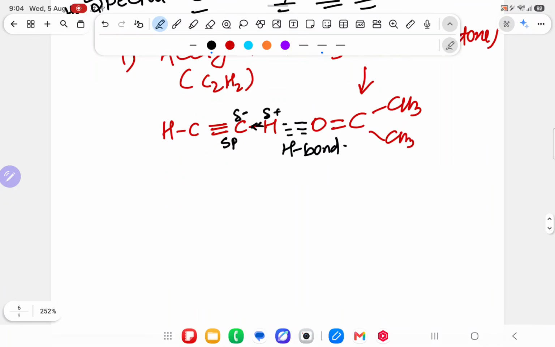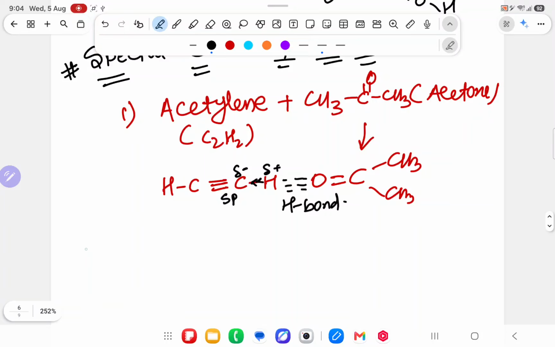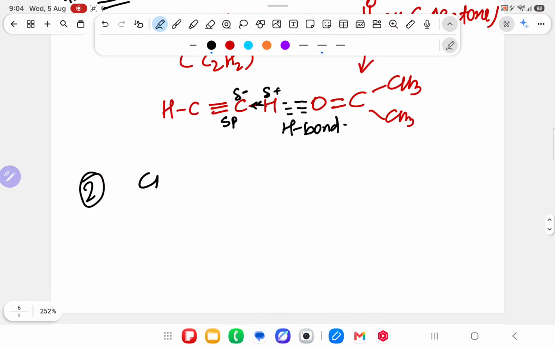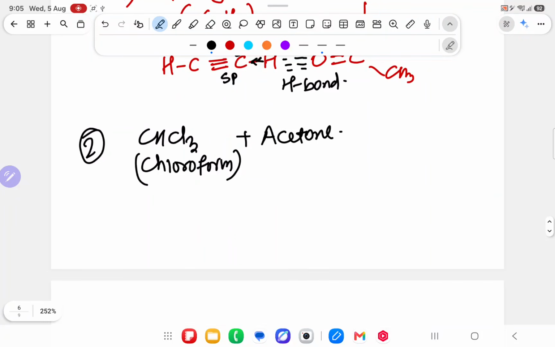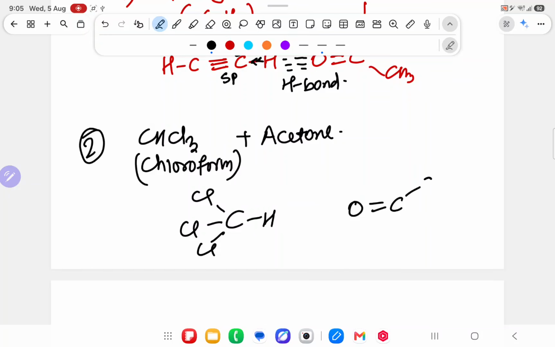Understood? Next example. This is a special case example. Second example is chloroform. CHCl3 is known as chloroform, plus acetone. Chloroform: C, Cl, Cl, Cl and H is there. And over here acetone, just now I have written: CH3, C double bond O, CH3. This structure I have designed like this.